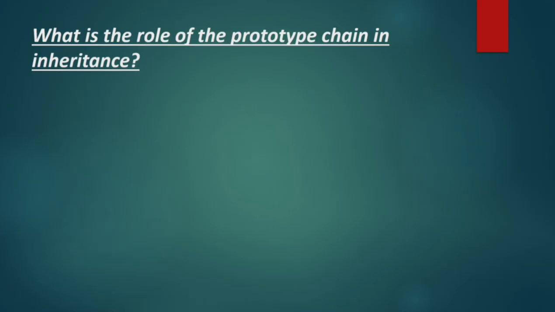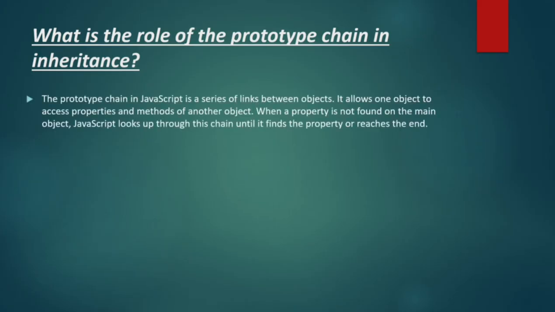Now let's move to the different question. What is the role of the prototype chain in inheritance? The prototype chain in JavaScript is a series of links between objects. It allows one object to access properties and methods of another object. When the property is not found on the main object, JavaScript looks up through this chain until it finds the property or reaches the end.